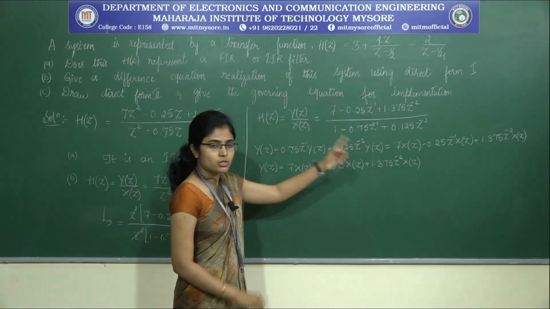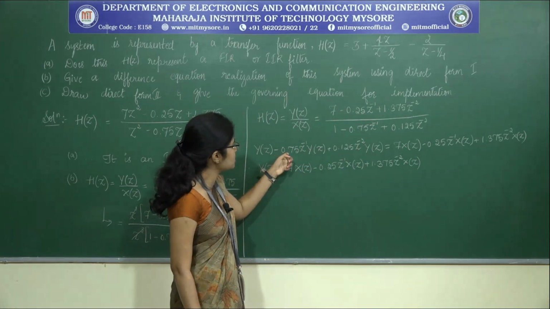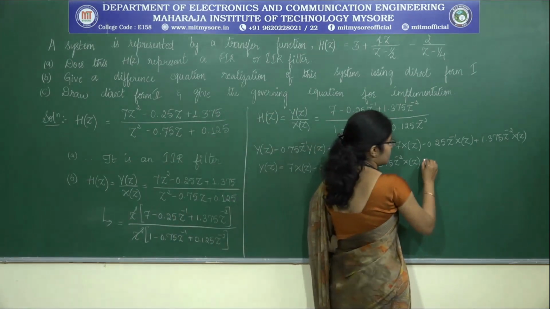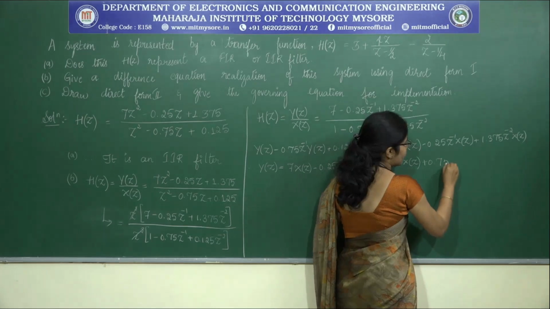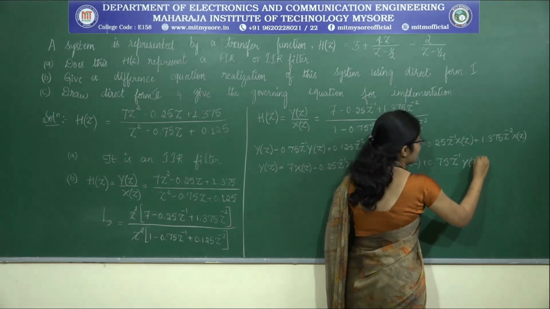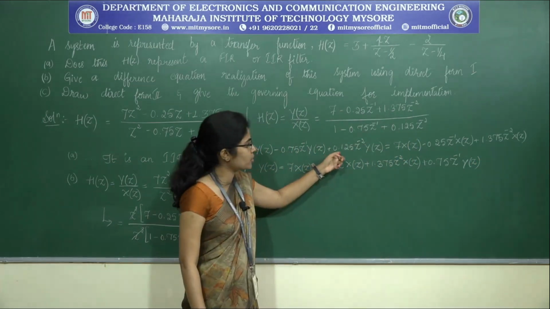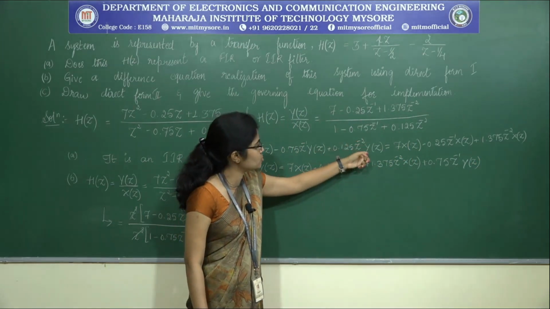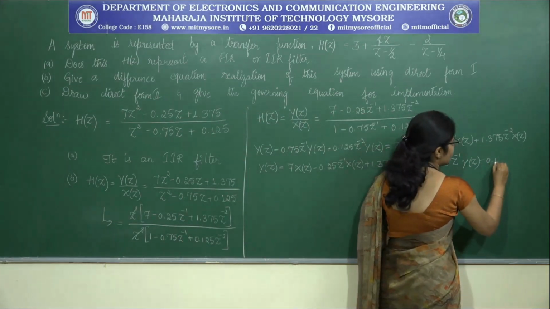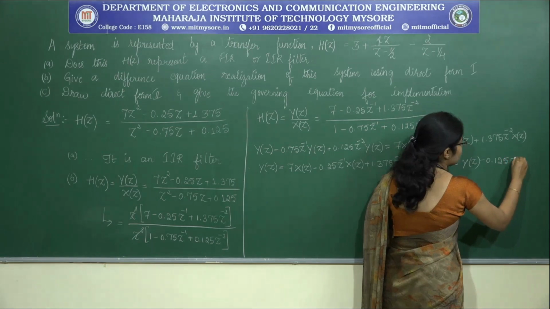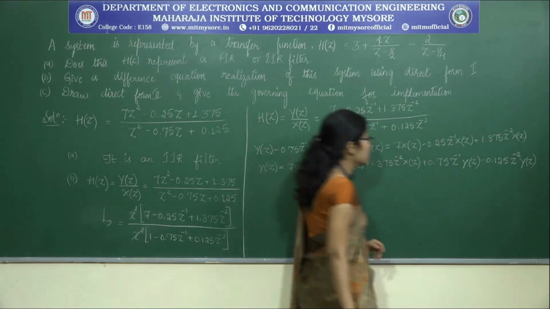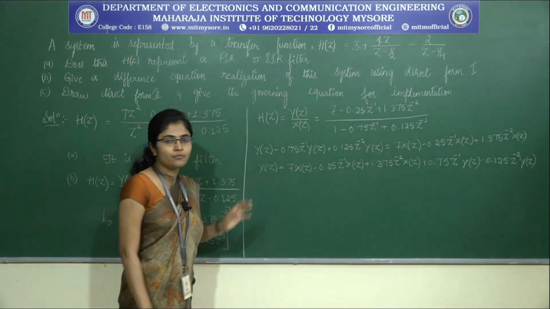Move this term towards the right hand side. So, minus 0.75 z inverse Y of z becomes plus. So, I can write it as plus 0.75 z inverse into Y of z. Now, moving plus 0.125 z power minus 2 Y of z towards the right hand side becomes minus 0.125 into z power minus 2 into Y of z. Okay. So, we got the expression for Y of z.